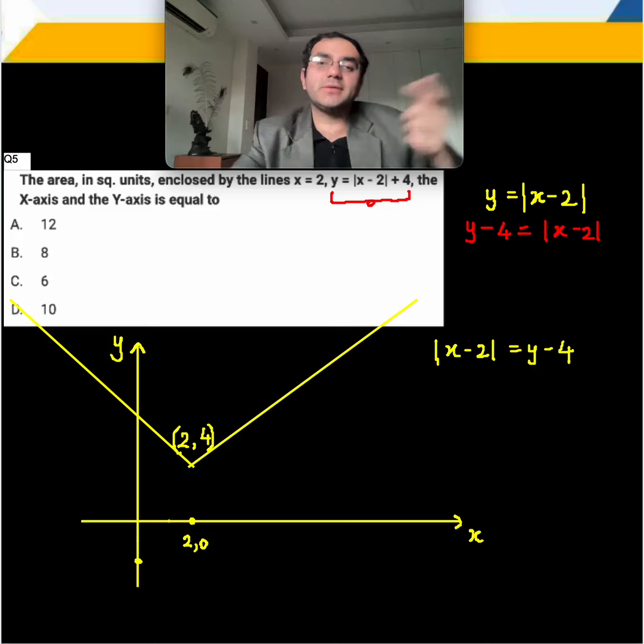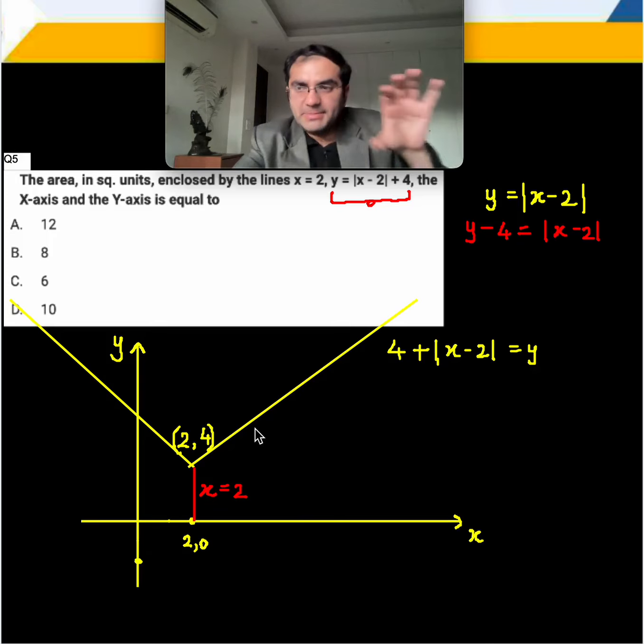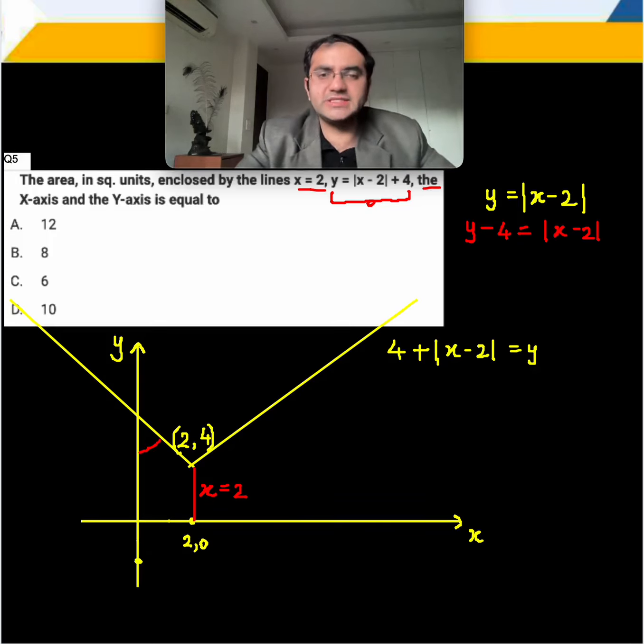Now I can start plotting the other lines. ठीक है, ये plus 4 इधर ले आते हैं. Let me plot x equal to 2. So this is the x equal to 2 line. And I now have my y-axis here and x-axis here. इन सब के बीच का region कौन सा है? It is this trapezium is equal to this trapezium. I need this area for this trapezium, half into sum of parallel sides into height.